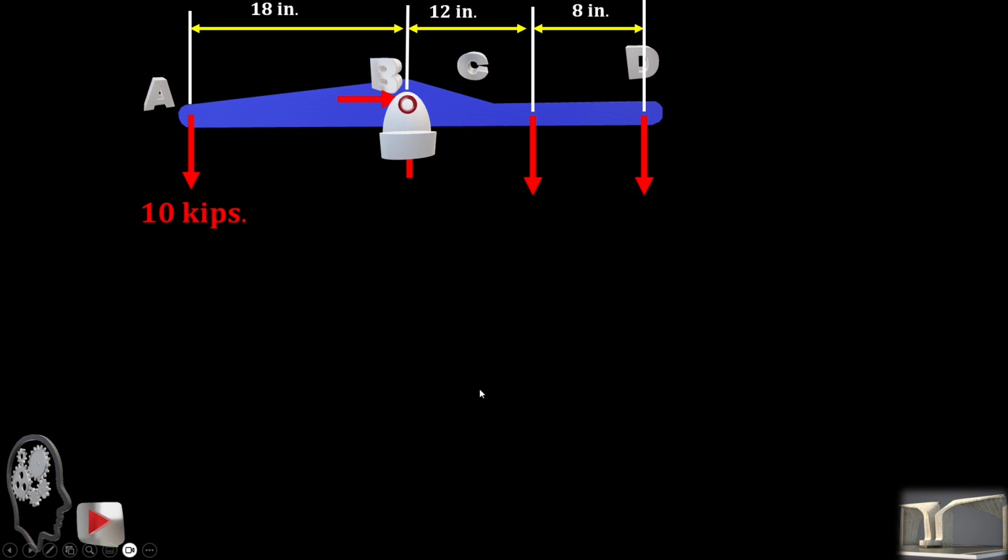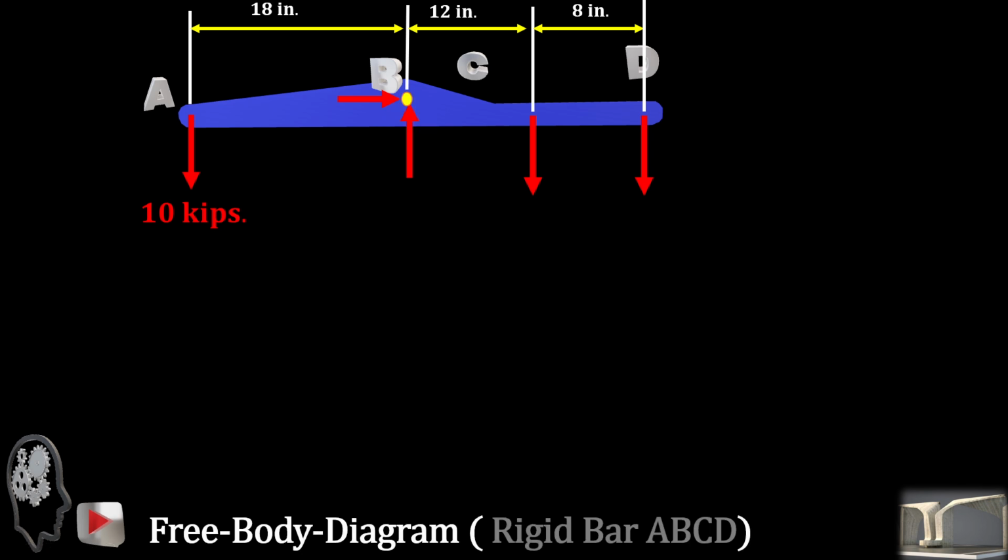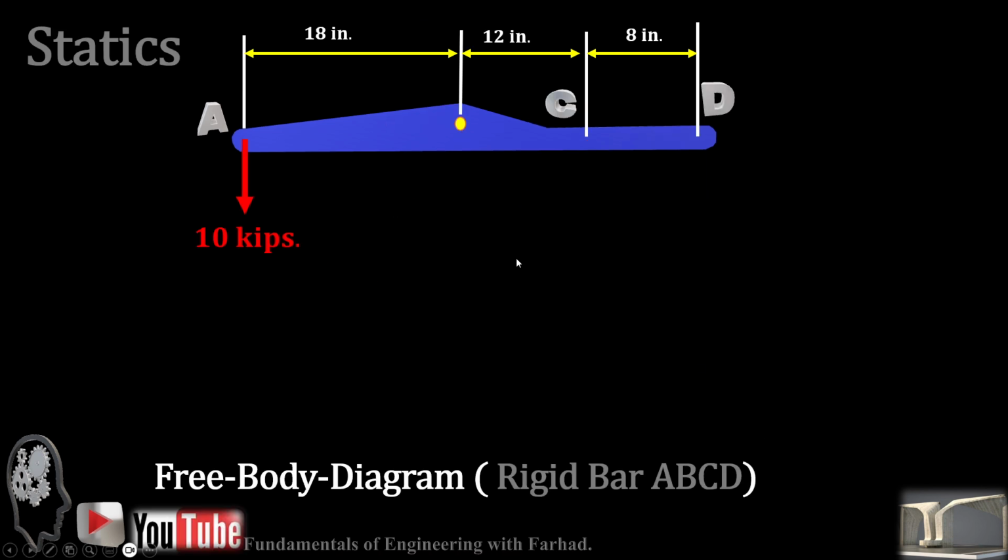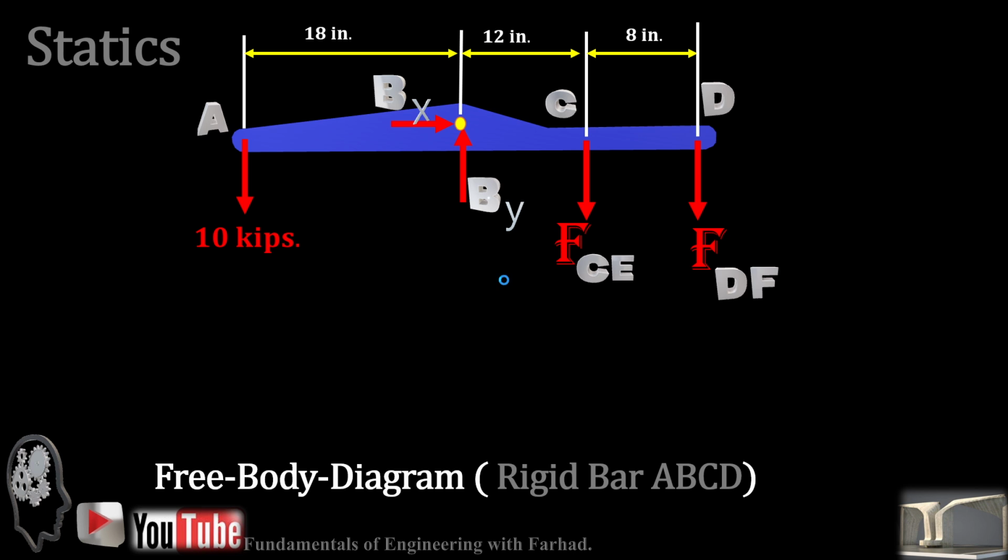To do so, we first need to draw the free body diagram of the rigid bar ABCD, as you can see here. When we have the free body diagram, we need to have the forces on it. At point A, a 10 kips force applies. At B, we have a pin, so we have Bx and By, and at C and D, two forces, FCE and FDF, related to those rods, apply to the free body diagram of rigid bar ABCD.